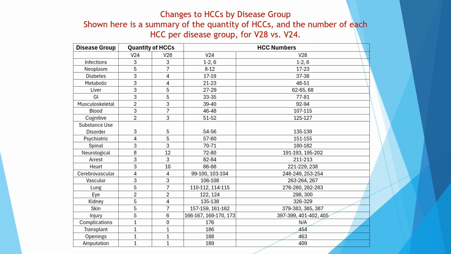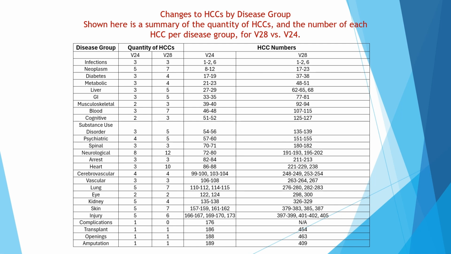Vascular, quantity of HCCs for V24 is 3 while V28 is 3. HCC numbers for V24 is 106 to 108 and V28 is 263 to 264, 267. Lung, quantity of HCCs for V24 is 5 while V28 is 7. HCC numbers for V24 is 110 to 112, 114 to 115, and V28 is 276 to 280, 282 to 283.